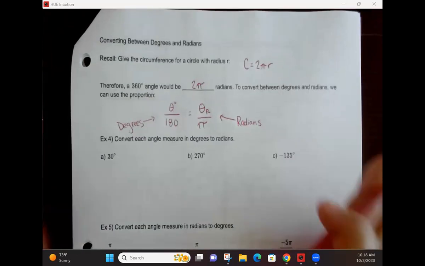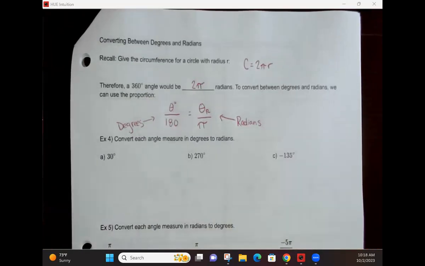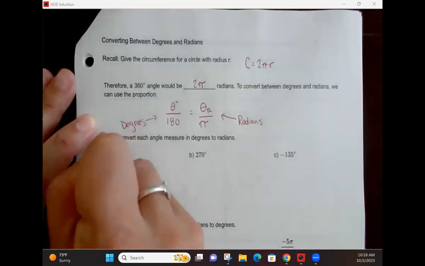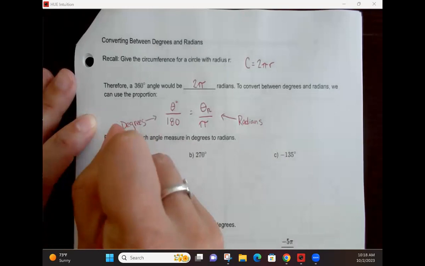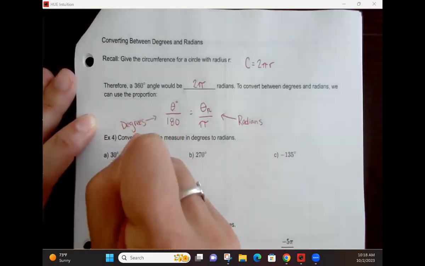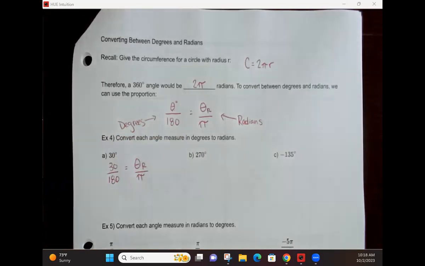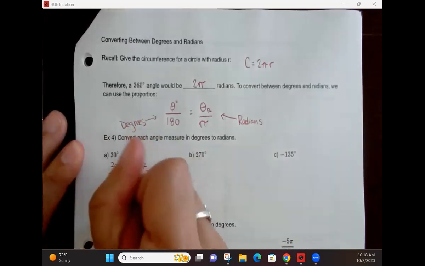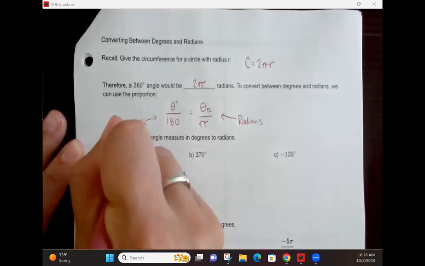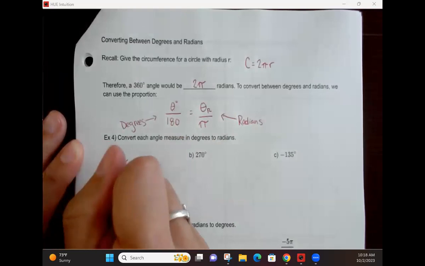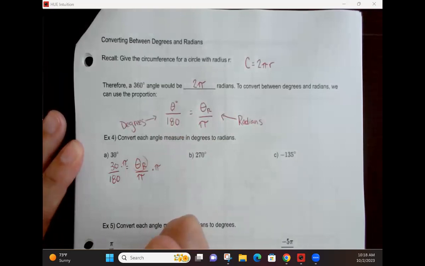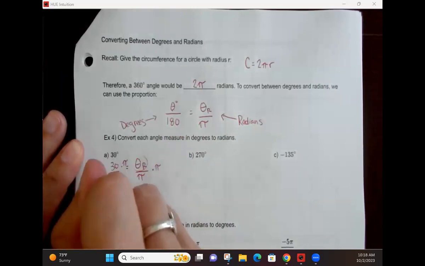So if I want to convert from degrees into radians, we know the theta in degrees. So 30 over 180 equals the radian version over pi. I want to solve for my theta in radians. So that means I multiply by pi on both sides. And then we just reduce this. So 30 over 180 would be 1/6. So this would just be pi over 6.